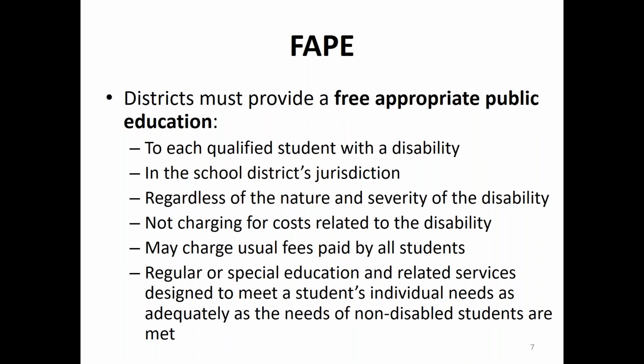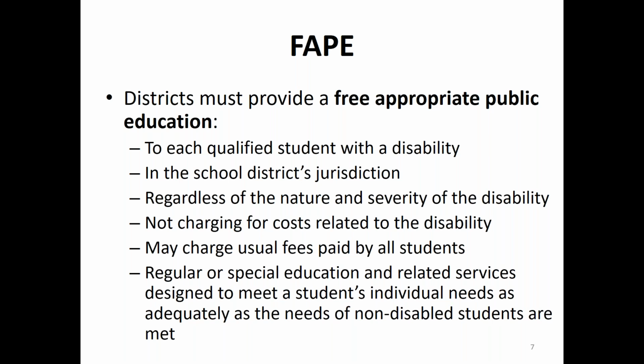So if a debate team uses Chromebooks and the debate team charges $50 for each student to use and subsequently purchase a Chromebook, and we have a student who's deaf or hard of hearing, and that student has additional software, which makes the cost of that student's Chromebook $150, the district could only charge that student $50 because that's the usual fee that's paid for by all students.